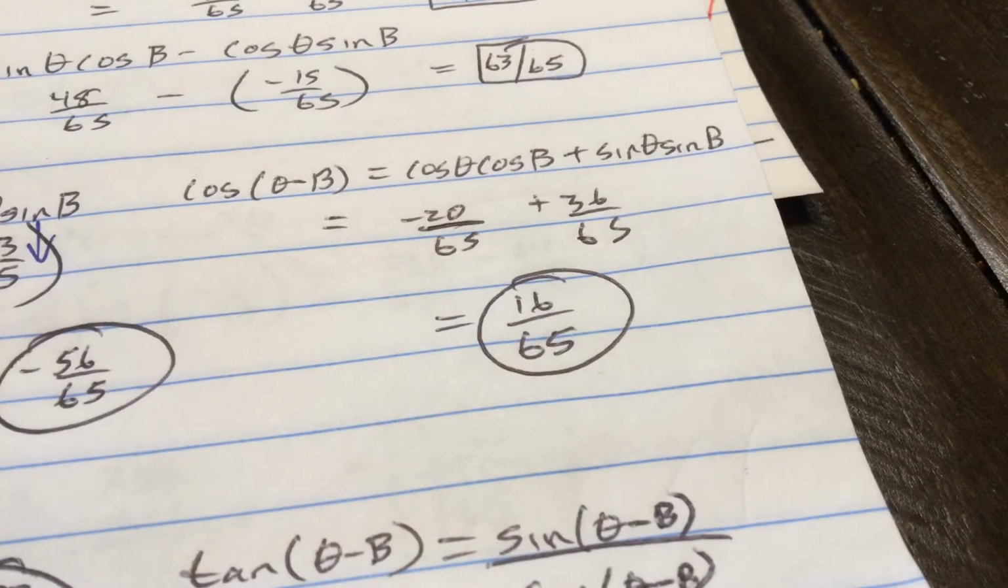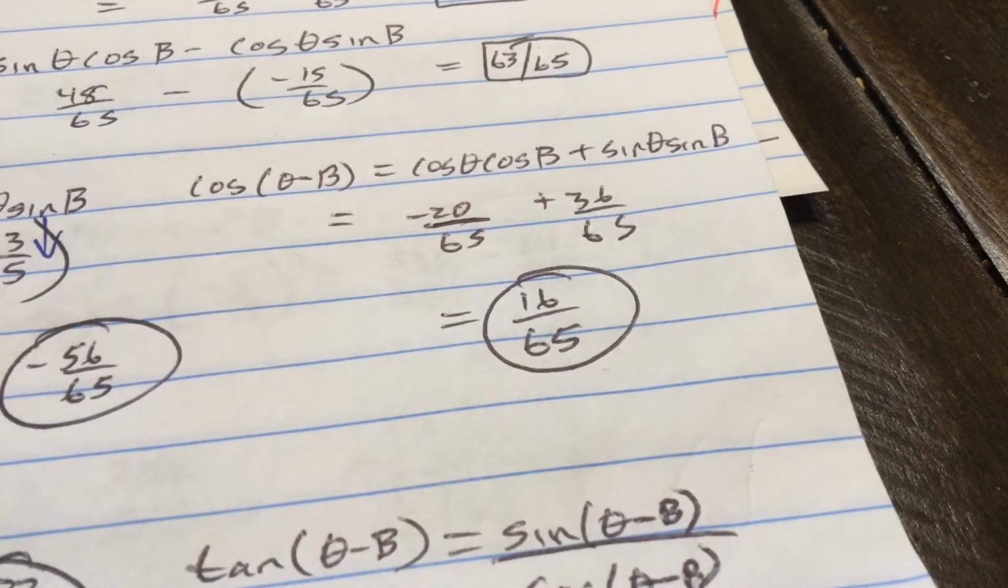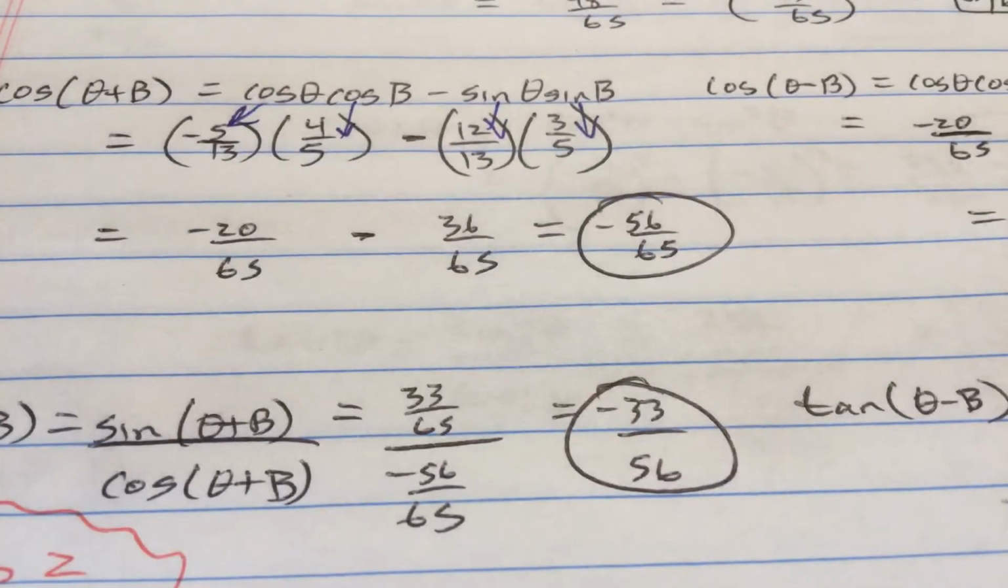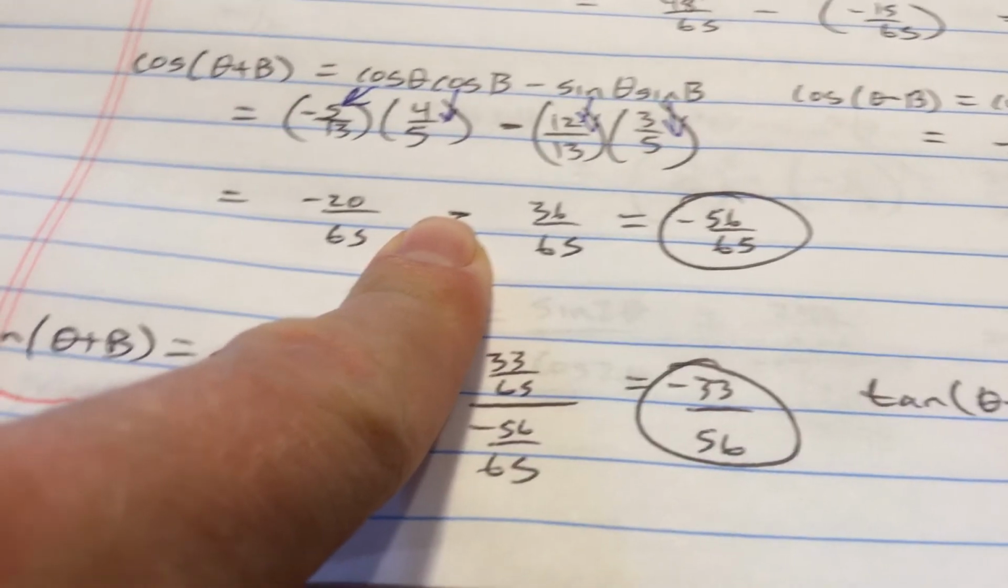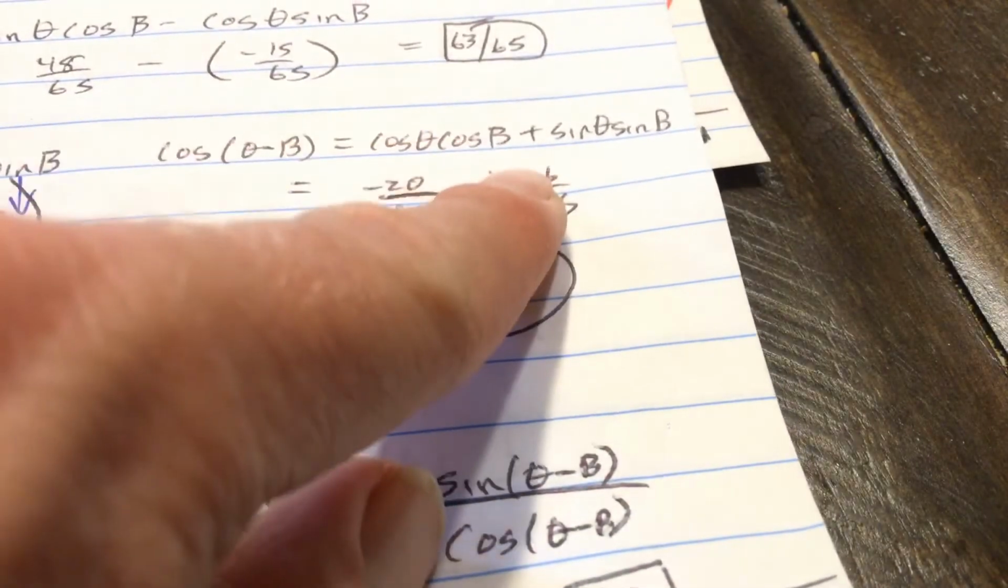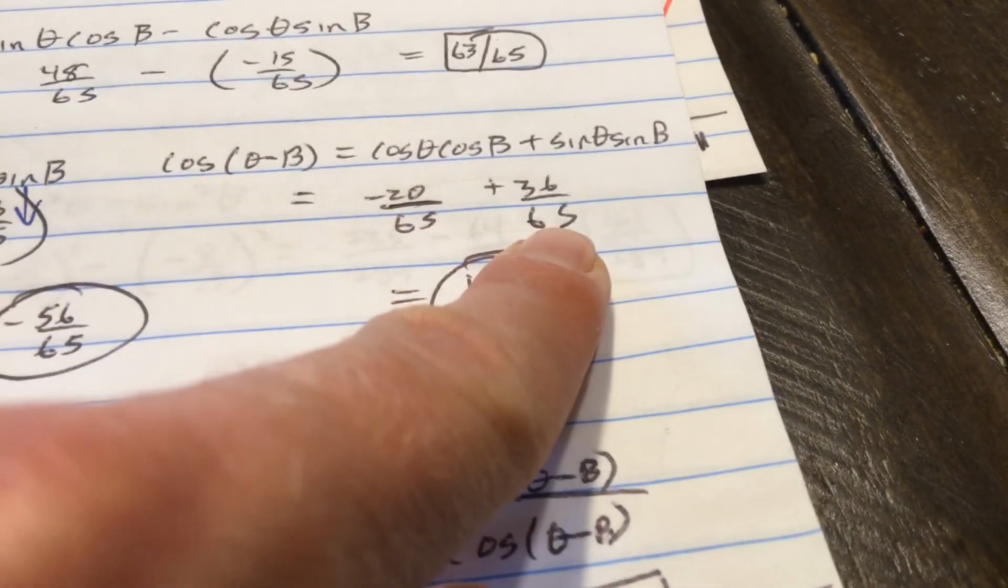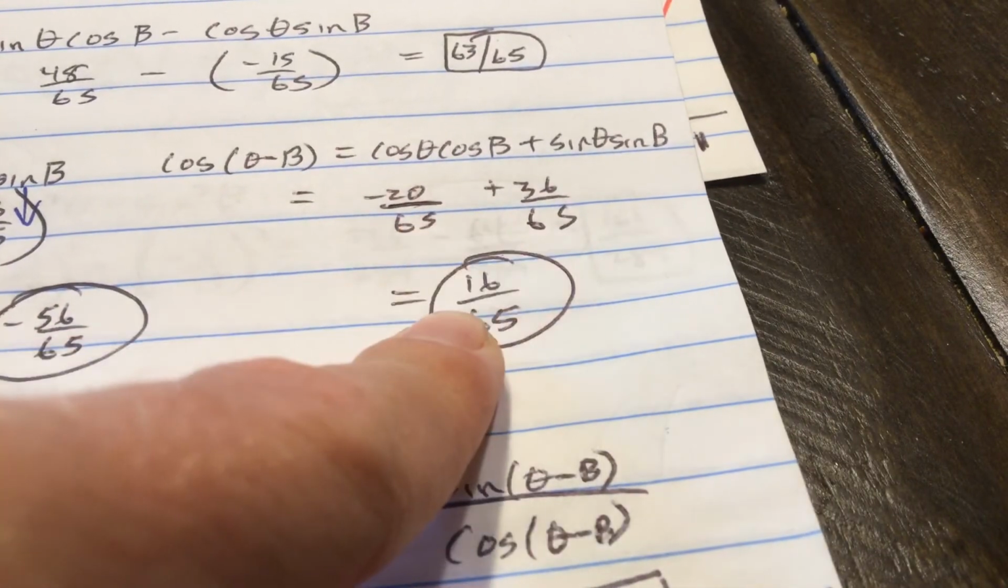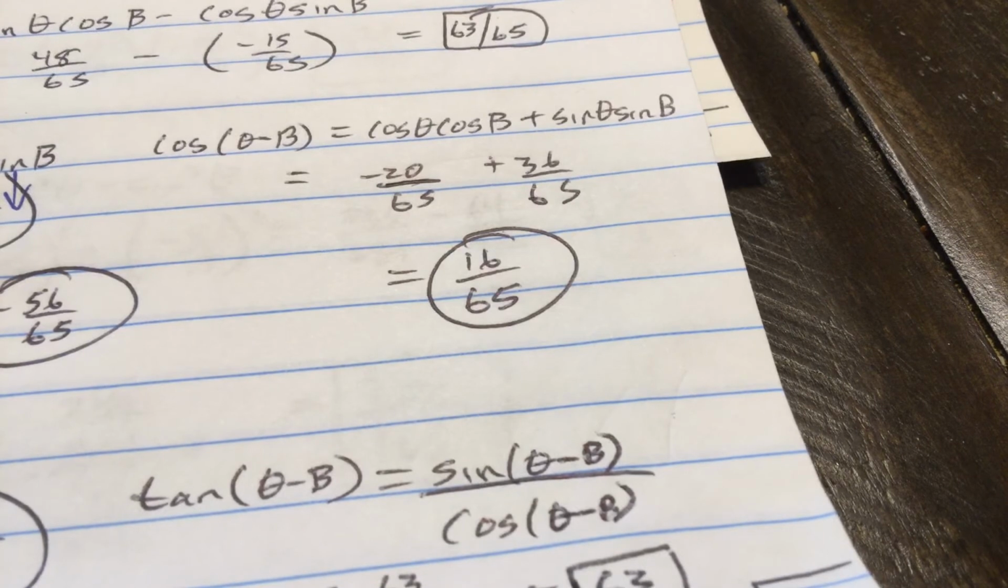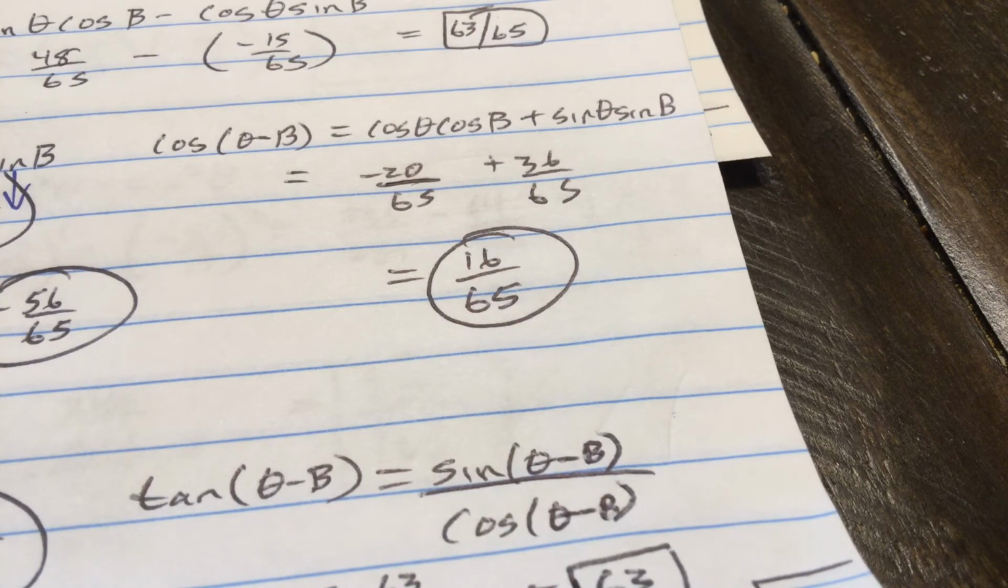And then here, cosine of theta minus beta, instead of having a negative in the middle, like cosine of theta plus beta did, you're going to have a plus. So the same two fractions, but a plus in the middle. So notice how sine of theta minus beta was positive, and so is cosine of theta minus beta. In what quadrants are cosine and sine both positive?